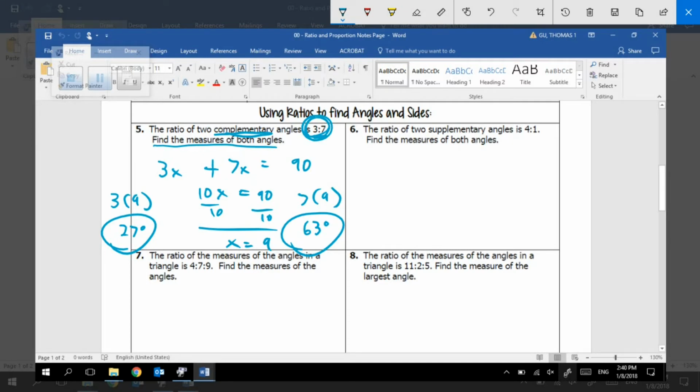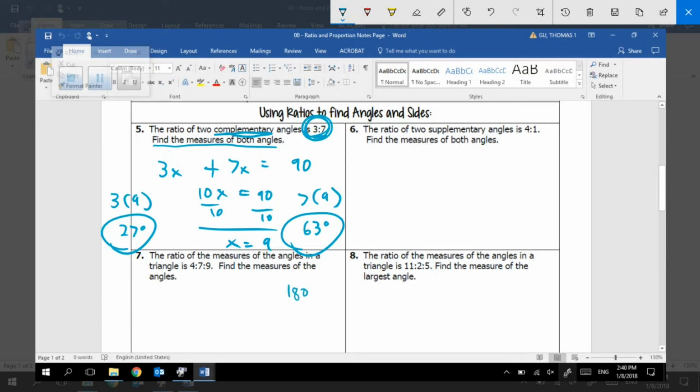We are on number 7. The ratio of the measures of the angles in a triangle is 4 to 7 to 9. Three numbers. So find the measures of the angles. What is the total of the measures of the angles in a triangle? What do all the angles add up to in a triangle?